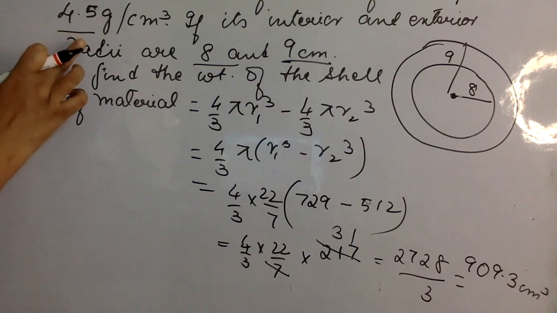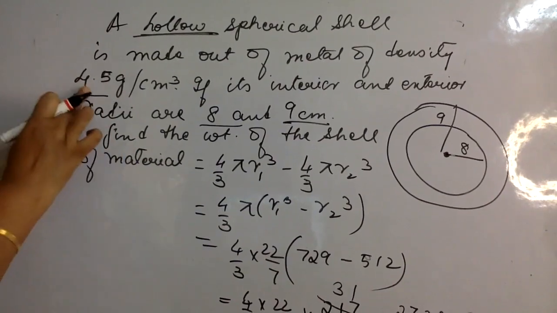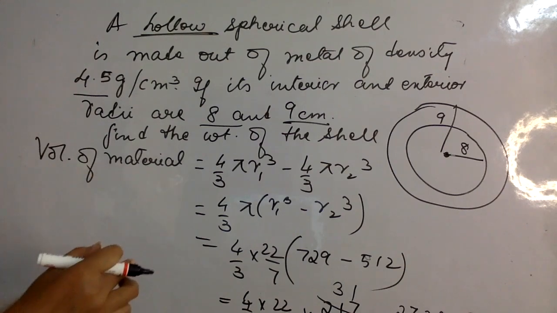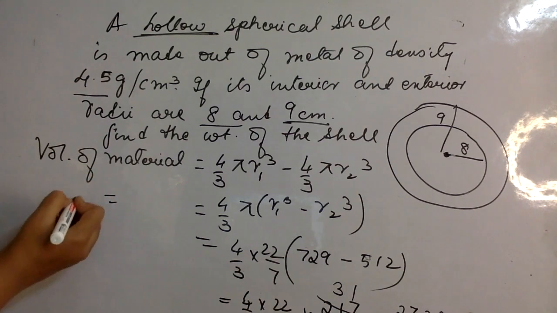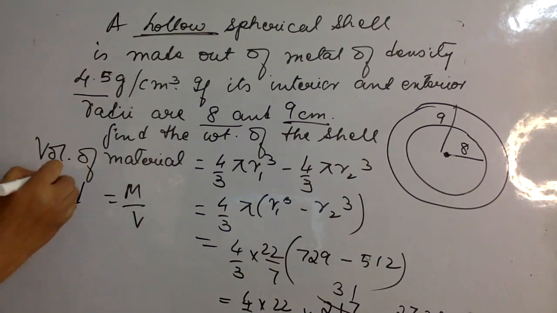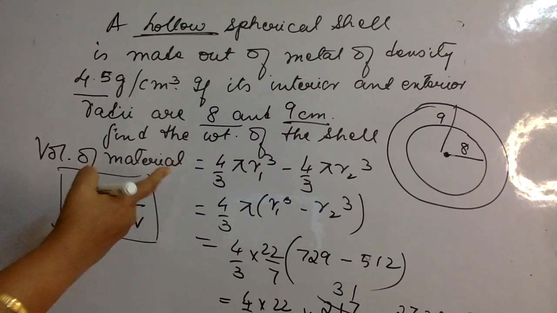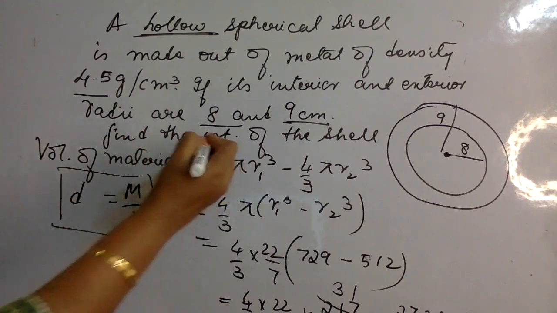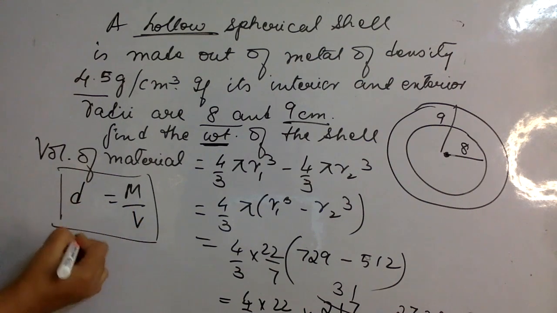But then density is given here as 4.5. If the density is given as 4.5, then we have to come back to the formula which says density is equal to mass per unit volume. This is the formula of density that we know from physics also. So now we are trying to find the mass. When they are asking for weight here, they are practically asking for the mass. So density into volume is mass.